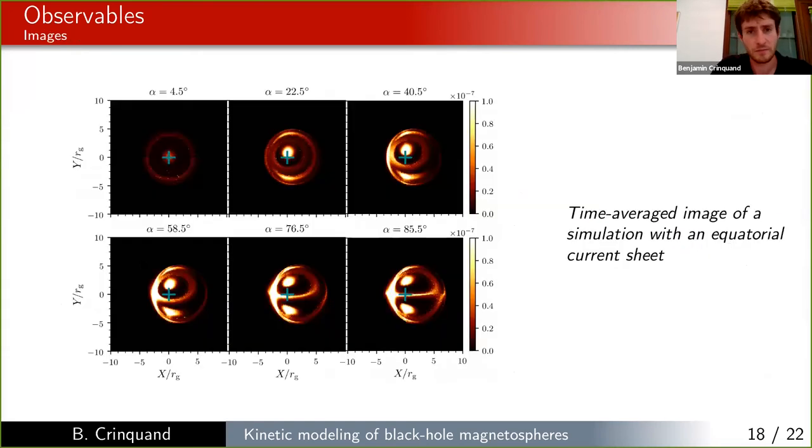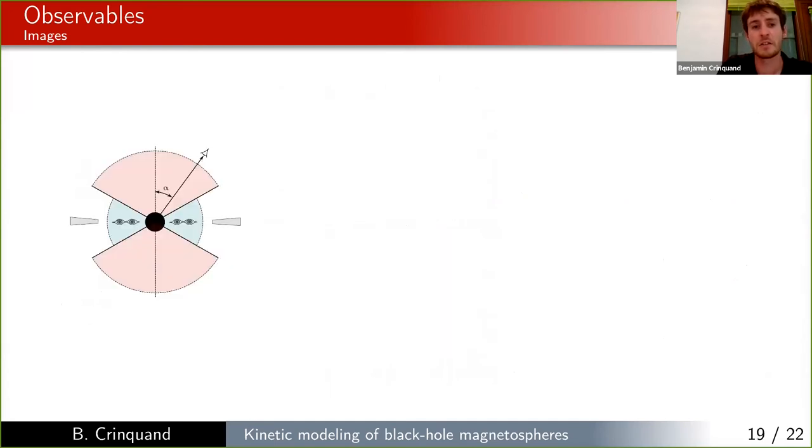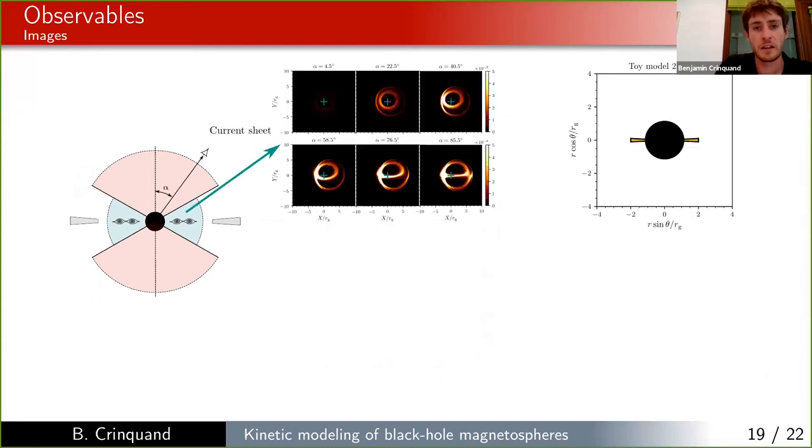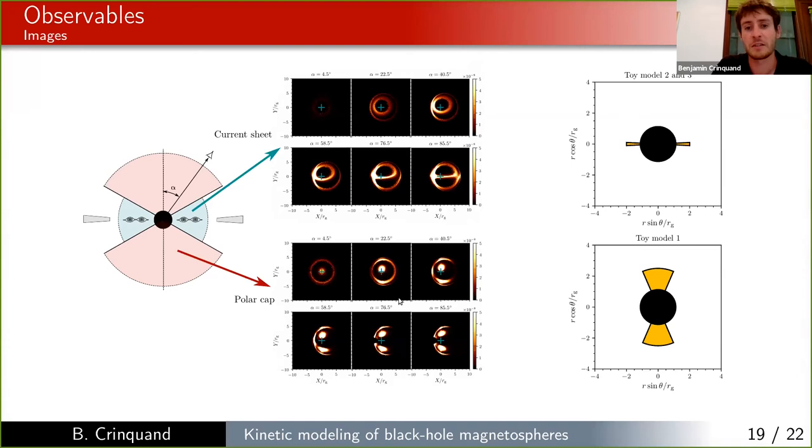And finally, as I said, we were able to synthesize images. This is for various viewing angles, and as you see, there are several features. In order to interpret these images, we decomposed and discriminated the images depending on the emission sites of photons. If photons originate from the current sheet, you will see these rings. This is mainly on the right. You can see the main location where these photons are coming from. On the other hand, if you trace the photons emitted from the polar caps, you will see these kinds of hotspots, which are either direct, coming directly towards us, or the lensed image after one way around the black hole.